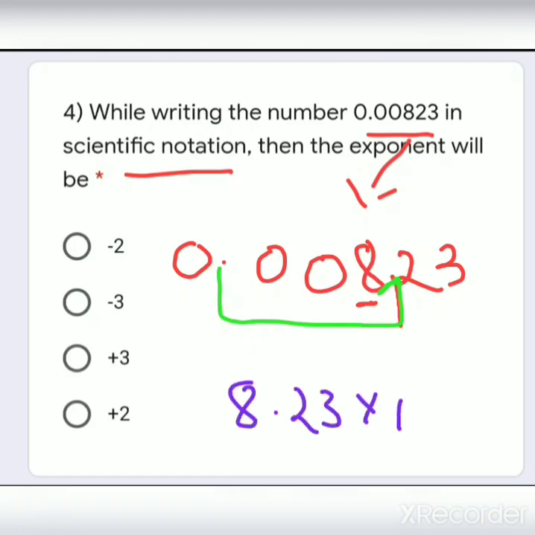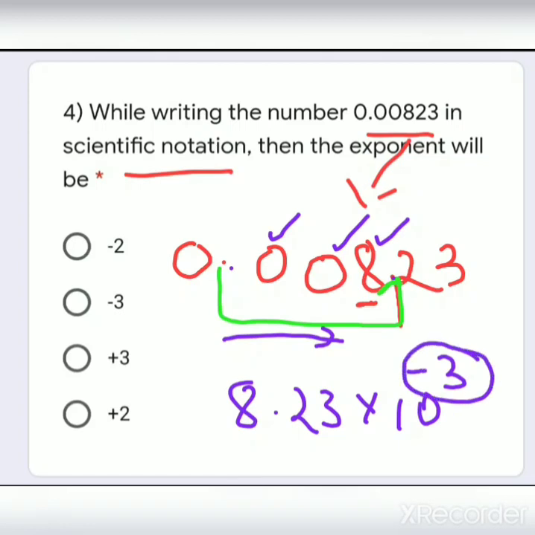So our answer will be 8.23 into 10 raised to the power. Count the number of digits between the 2 points: 1, 2, 3. So it will be 10 raised to the power 3, and because you are shifting the point towards the right-hand side, it will be a negative value. So what is the exponent we got from here? That is minus 3. So minus 3 is the correct option. Such a problem, instead of asking directly about the scientific notation, asks about the exponent. So you need to do this type of question in this way.